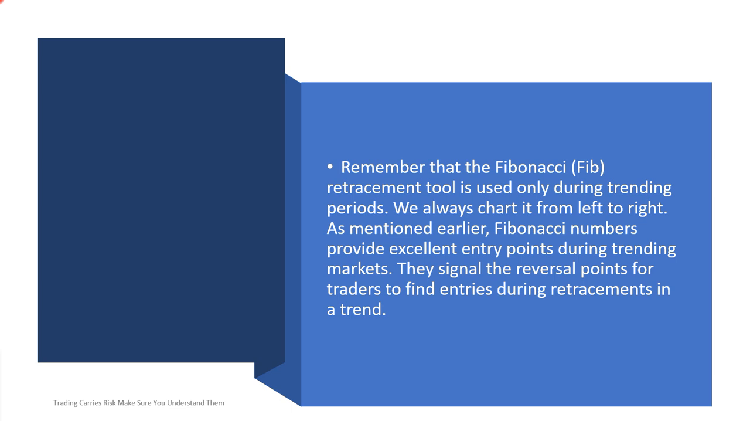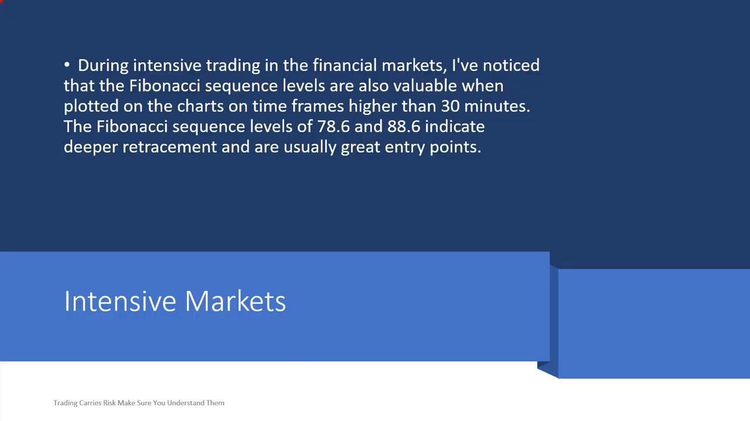So remember that the Fibonacci retracement tool is used only during trending periods. We always chart it from left to right. As mentioned earlier, Fibonacci numbers provide excellent entry points during trending markets. They signal the reversal points for a trader to find entries during retracements of a trend.